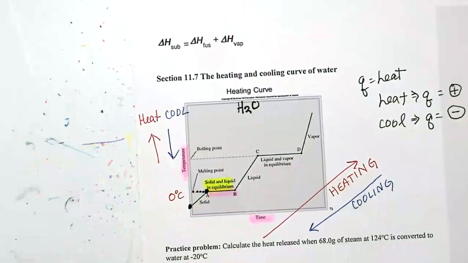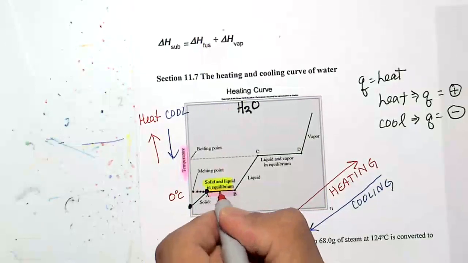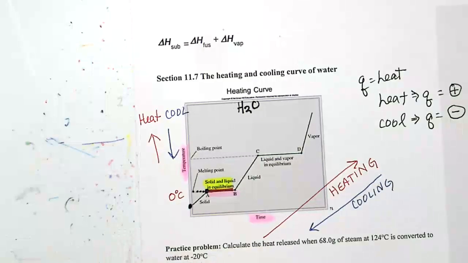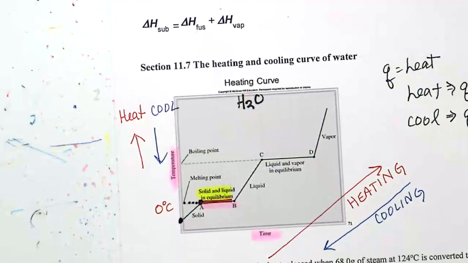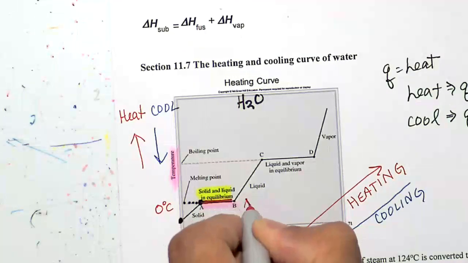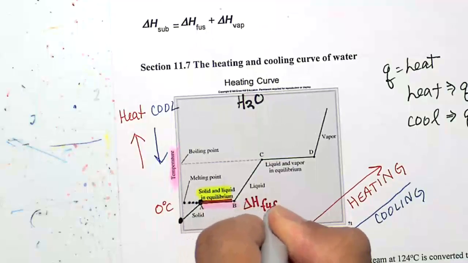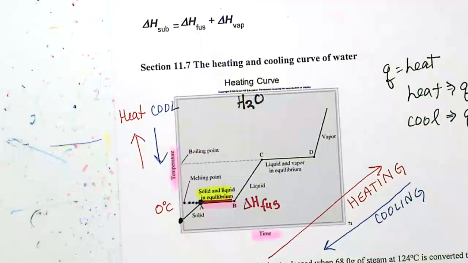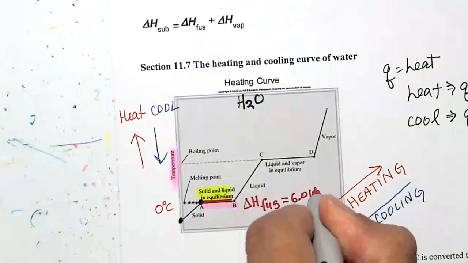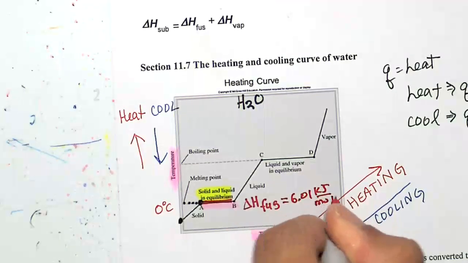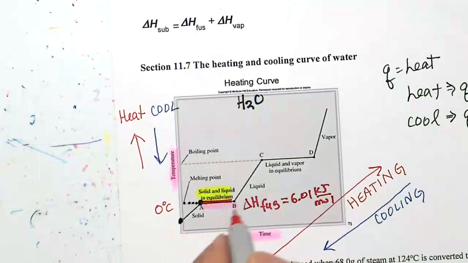So here from A to B, notice how from A to B we have a plateau. We're heating, heat some more. Here, the heat is overcoming the phase change, and that phase change is going to be delta H fusion, which for water is about 6.01. You don't have to memorize that.